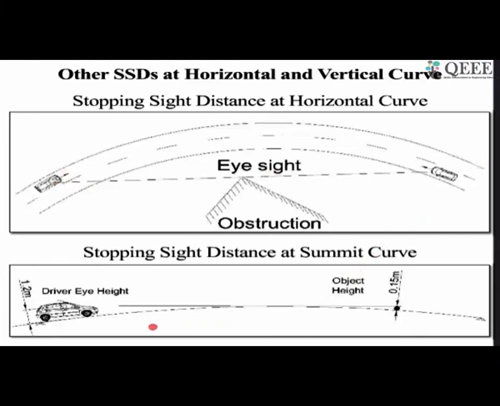Now the other part also happens in the vertical alignment when there is a curve. When there is a curve like this, your eyesight is actually through this line, and you need to see this object. Again, the height of the object plays a major role, and this is how you need to see what distance it is going to cover.